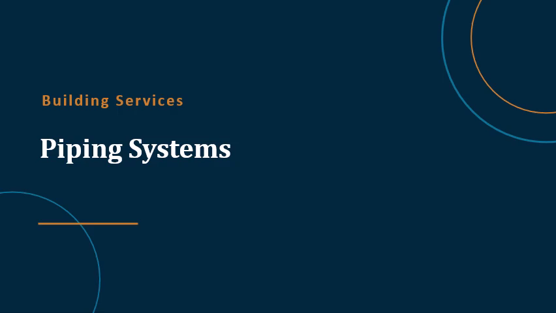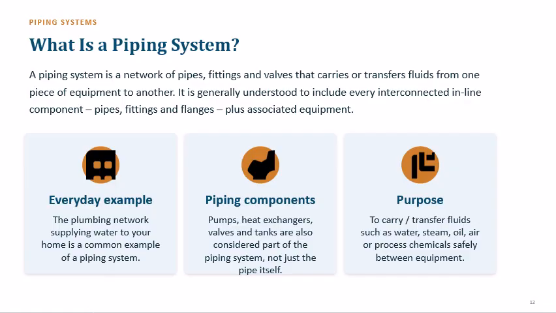Welcome all. Today in building services class, we will get to know about piping systems. So first of all, what is a piping system? A piping system is nothing but a network of pipes, fittings and valves that carries or transfers fluid from one piece of equipment to another. That is, carrying water from one place to the other.